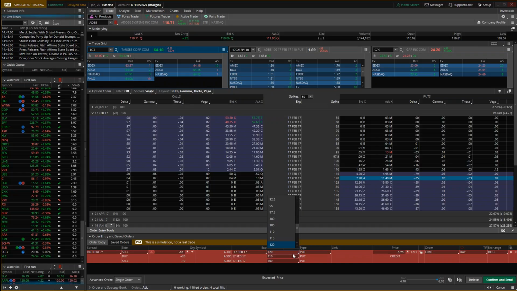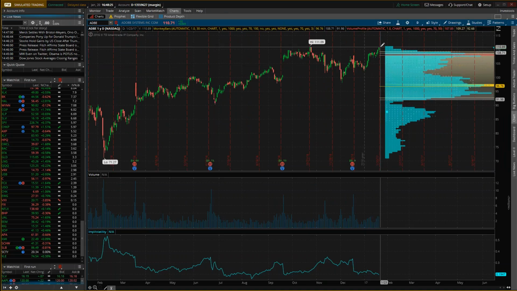So the next thing we can do is try and tighten up those wings a little bit. Go to the 115s and then the 105s, just to see if it fits the rules. So we got $5 wide wings, and we're only collecting $2. We need to at least collect $2.50. So that part of the fly doesn't work. So if you think it would go outside of 120 or 100 to get close to your max profit, which would be 120 way up here and 100 down here, that would be your thinking.